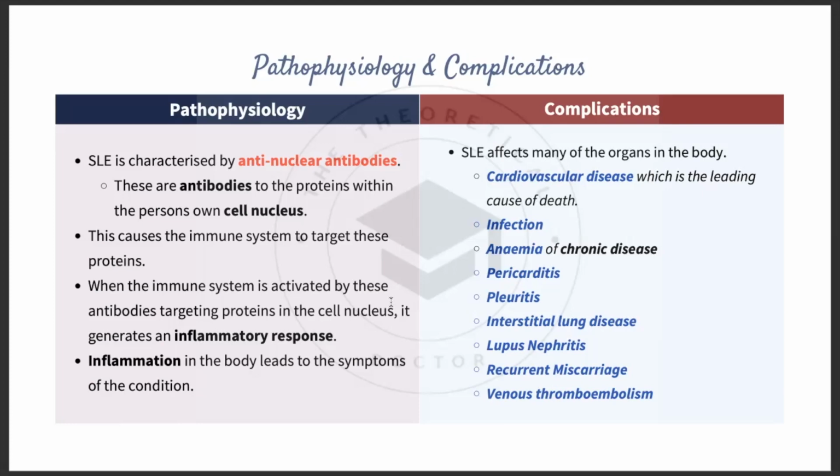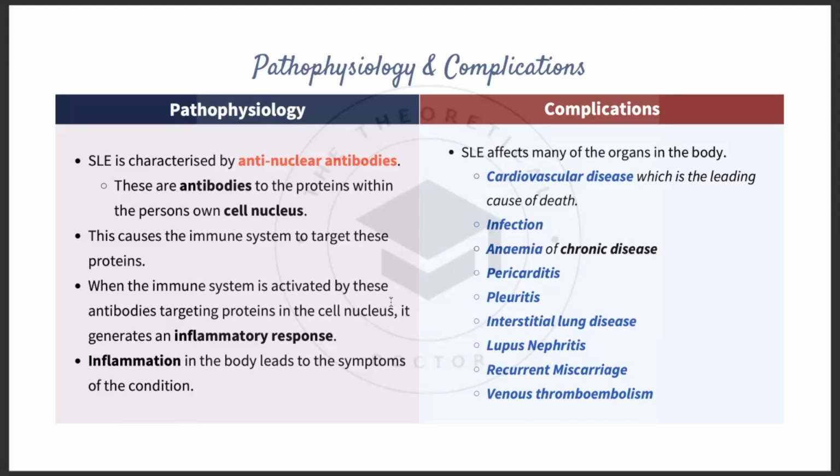So complications. SLE affects many of the organs in the body. First off is cardiovascular disease, which is the leading cause of death in SLE. And then you have infection. This is mainly due to the immunosuppressants taken by the patients. Anemia of chronic disease. Since SLE also affects the bone marrow, this will cause the patient to suffer from low white blood cells, low neutrophils, and also low platelets. And then you have pericarditis. It is inflammation to the fluid-filled sac around the heart, the pericardium.